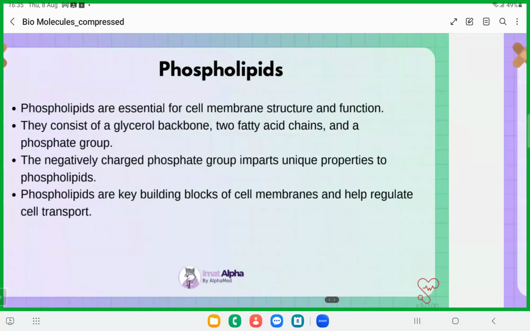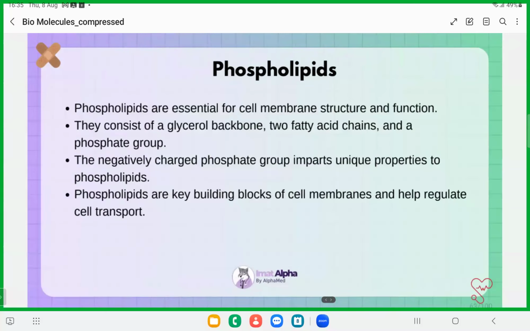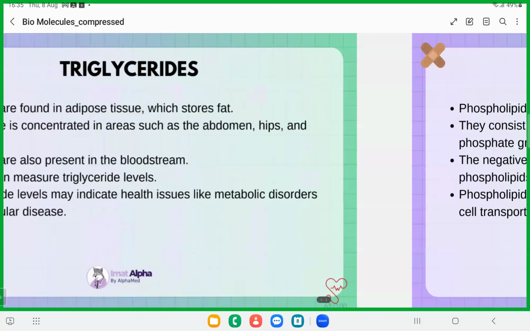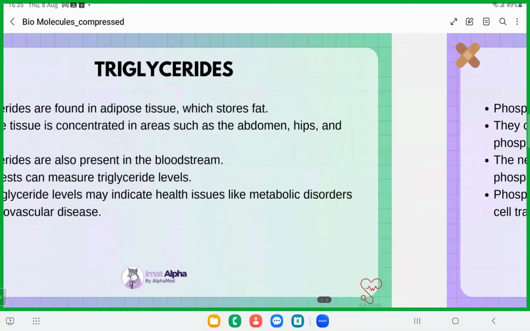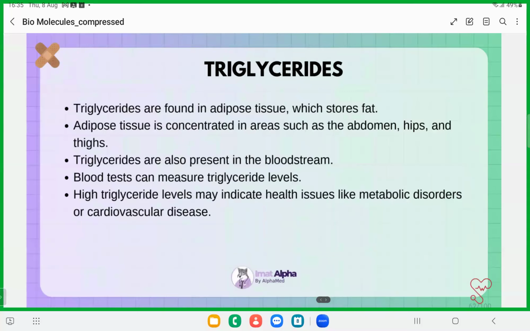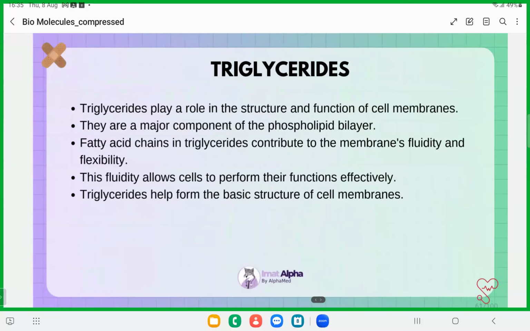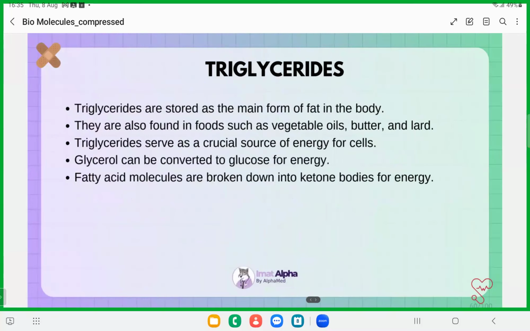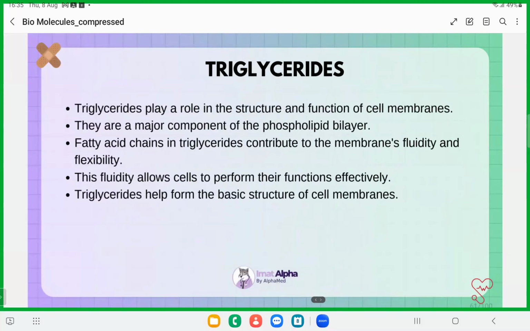Okay, we reached the phospholipids. Here is the most important. No, still here. Yeah, here. Triglycerides play a role in the structure and the function of cell membranes.